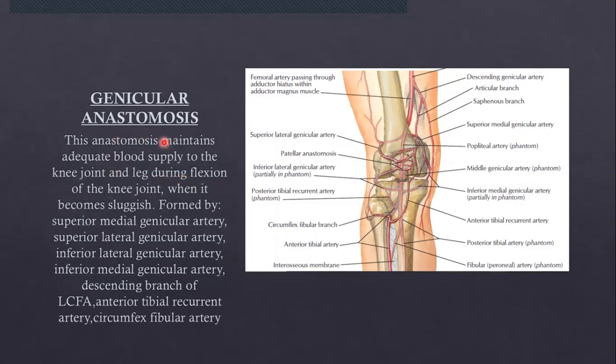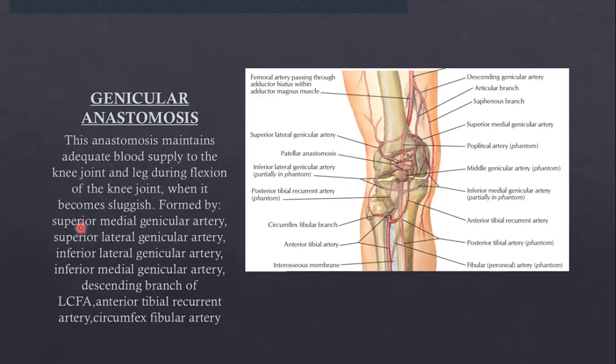It is found on the anterior aspect of the knee, and this anastomosis usually maintains adequate blood supply to the knee joint and leg, especially during flexion of the knee joint. When you flex your knee joint, the blood supply via the popliteal artery becomes sluggish due to kinking of the artery. Sorry for not indicating that earlier, but during knee flexion, the popliteal artery may become kinked and the blood flow through it becomes sluggish. So through this anastomosis, blood supply to the knee is maintained.